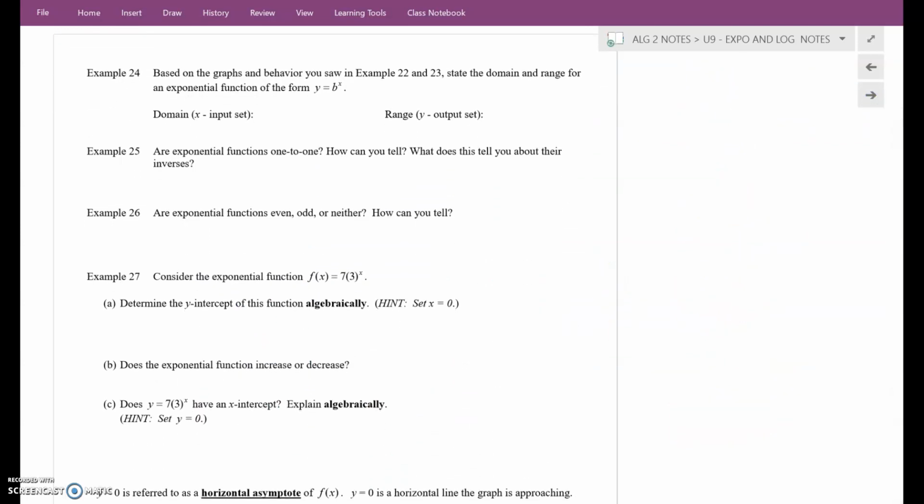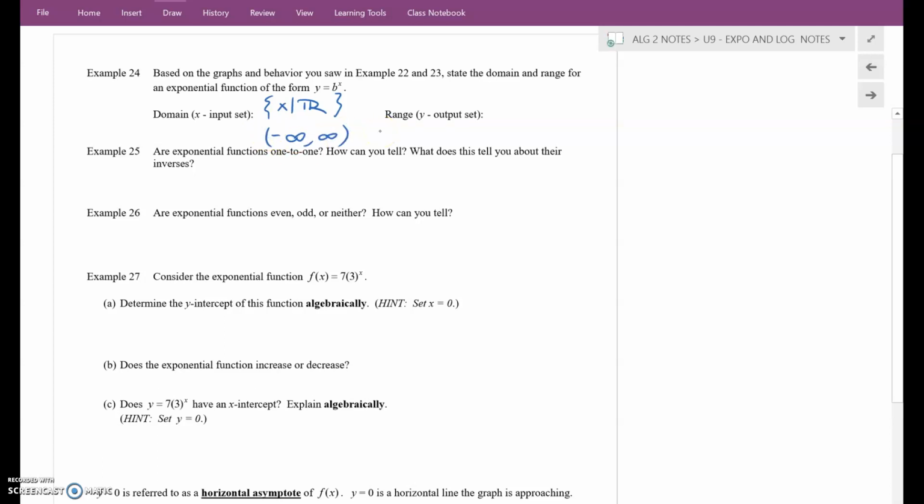Example 24 says, based on the graphs and the behavior you saw in example 22 and 23, state the domain and range for an exponential function in the form y equals b to the x. So the domain is all real numbers. In set builder notation, we write that like this. And in interval notation, from negative infinity to positive infinity.